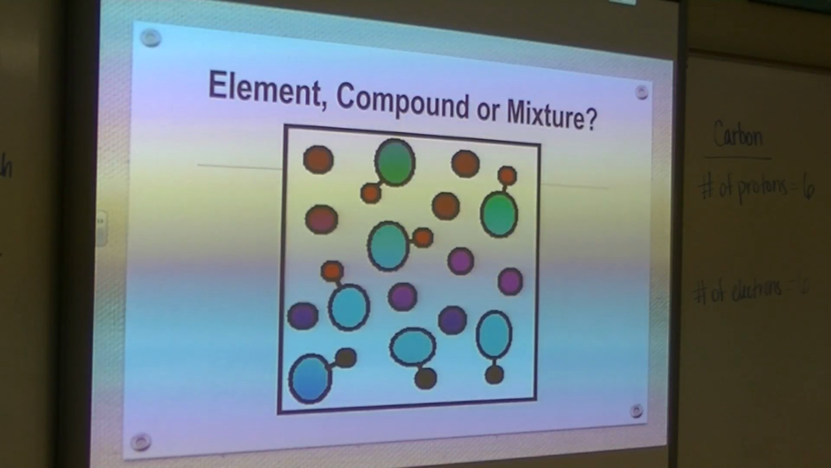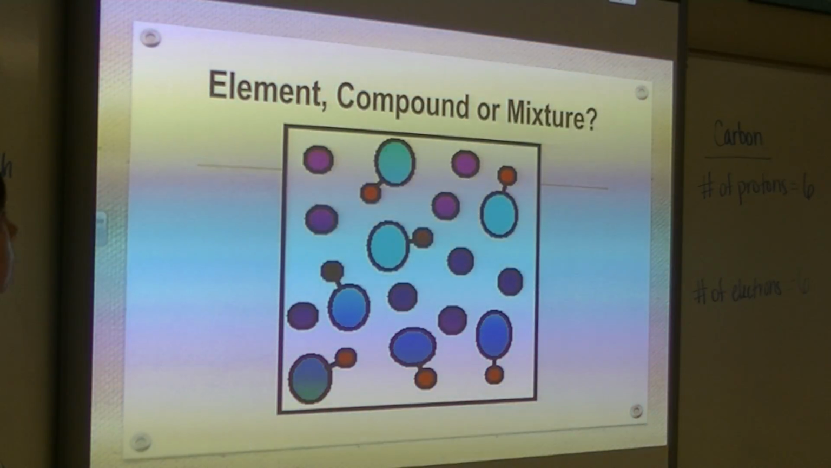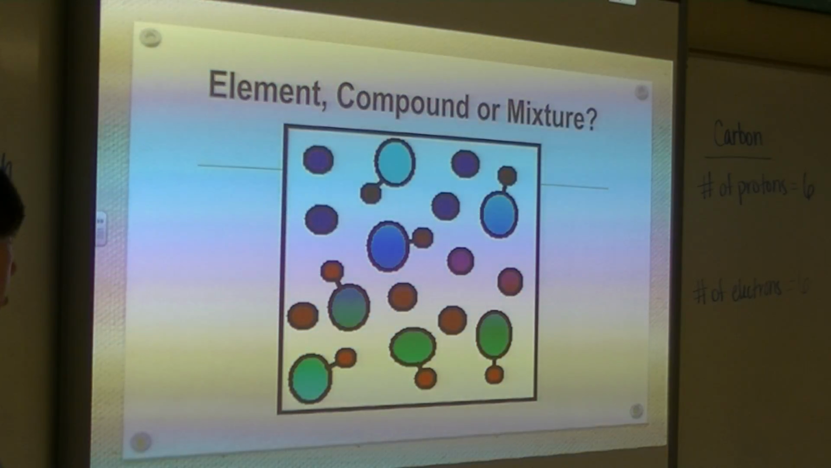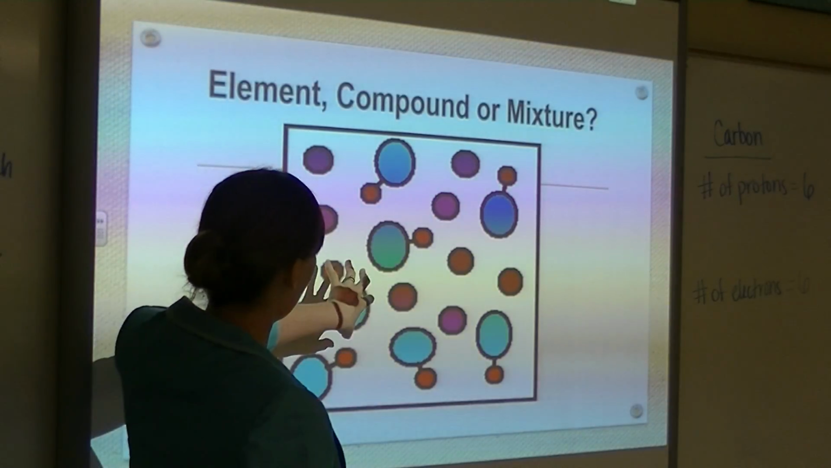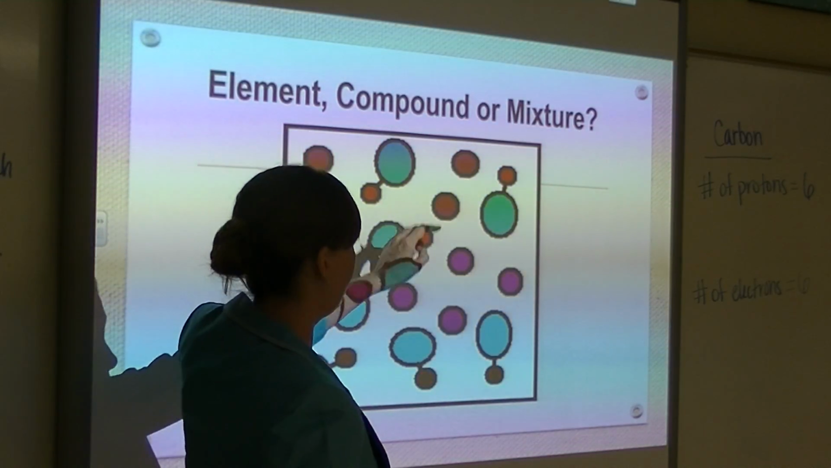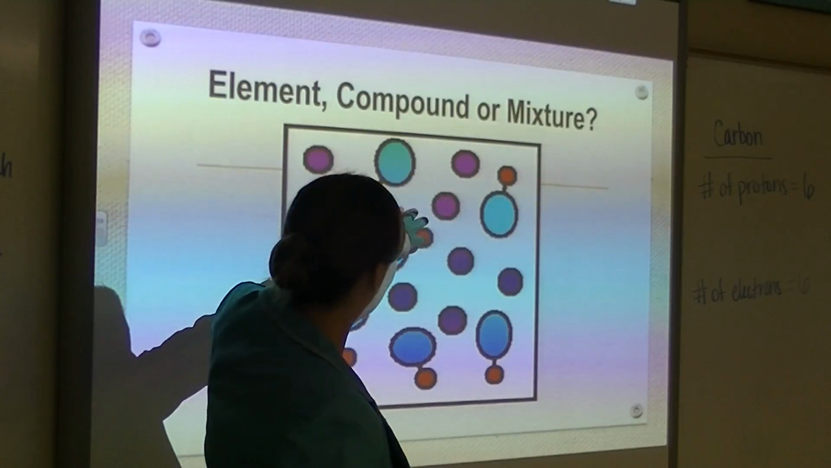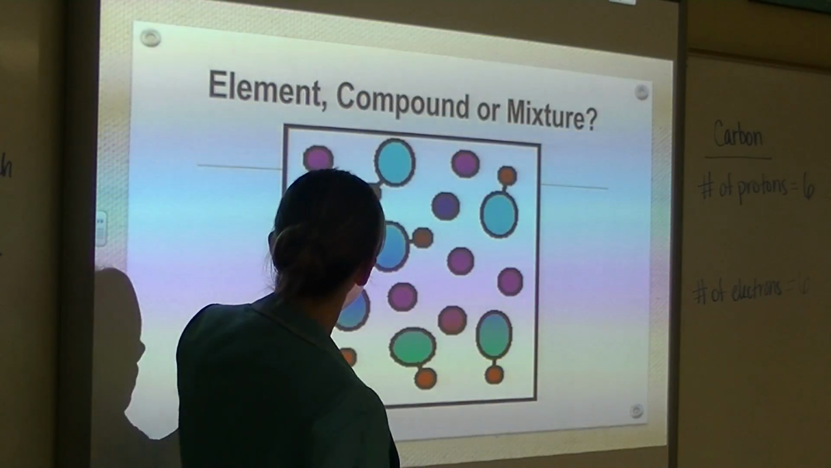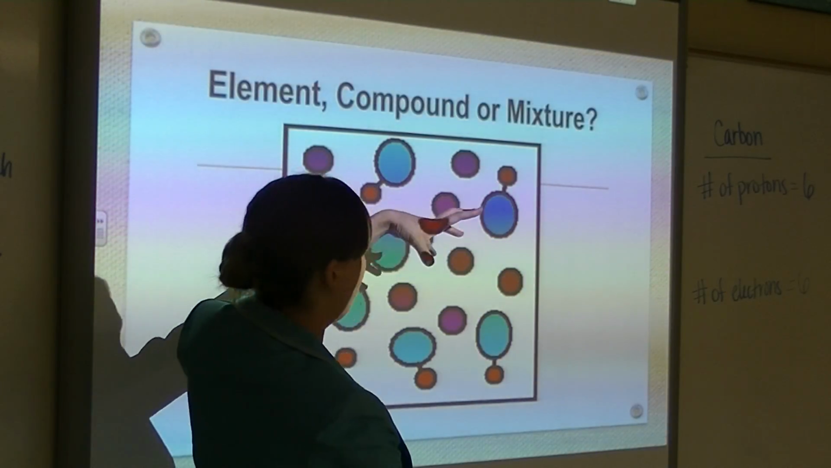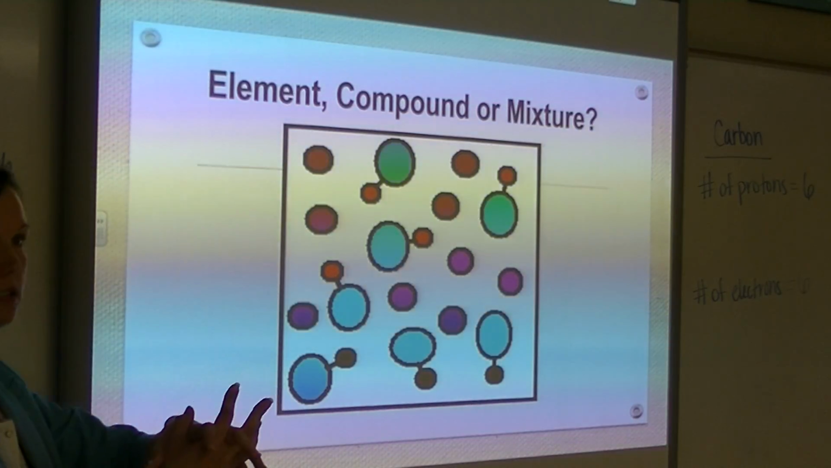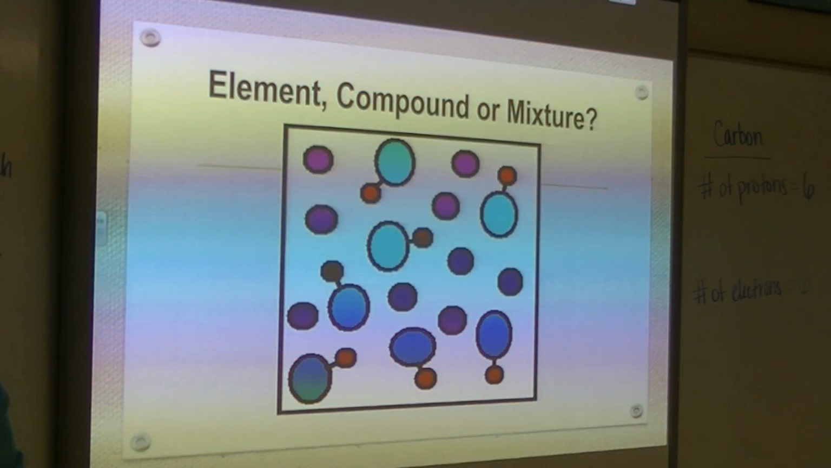Element, compound, or mixture? Element. Mixture. It is a mixture because it's a mixture of an element and a compound, right? You've got compounds here. Purple is a single element, but they are mixed together. So this is a mixture. Okay, good.